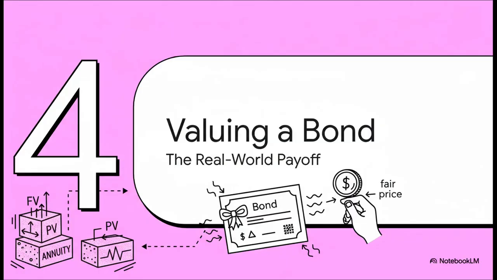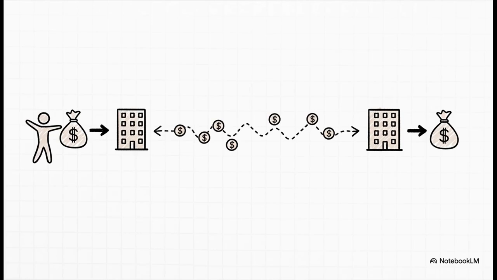All right, this is it. This is the moment where it all comes together. We have our building blocks. We've got future value, present value, and annuities. So let's use all of them to solve a classic real-world finance problem, figuring out the fair price of a bond. And please don't let the word bond scare you.